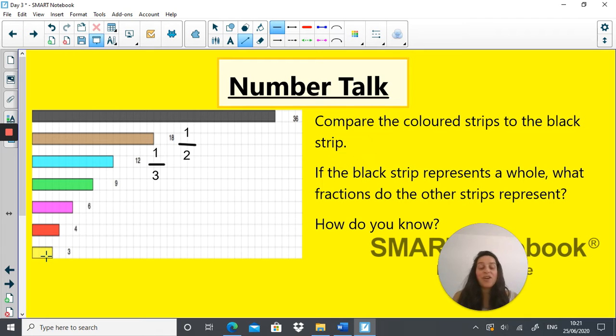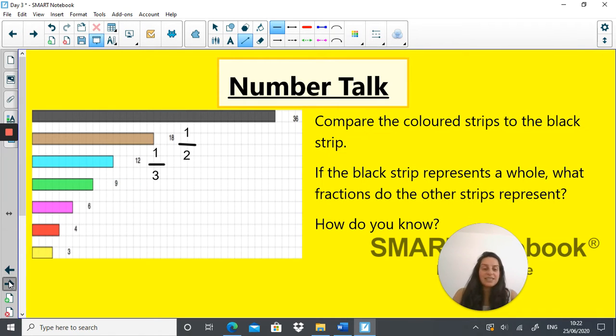So if you got those right, well done, because it's really hard to get your head around, because you've got strips, you've got squares, you've got numbers, and it's quite hard. But if you think about this strip, half of 36 is 18. If you divide 36 by 3, it'd be 12, that's 1/3. And if you divide 36 by 4, it'd be 9, so that's 1/4, and so on and so forth.